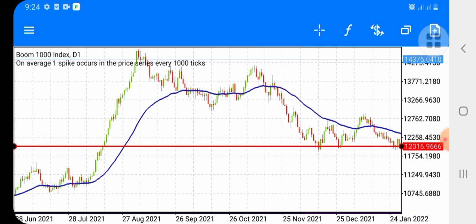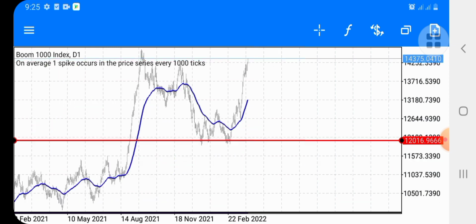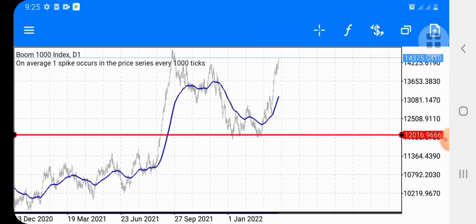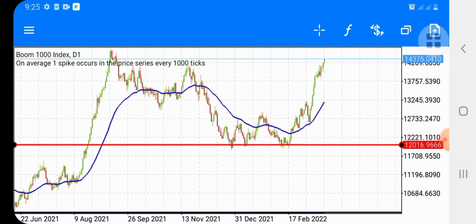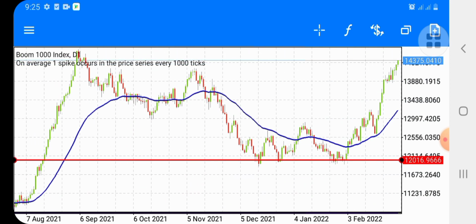All right guys, let us learn how to trade the double top pattern. Now this is Boom 1000 and we are on a daily time frame. Even though this works on any time frame, it works very well. But let us use this time frame as a case study.